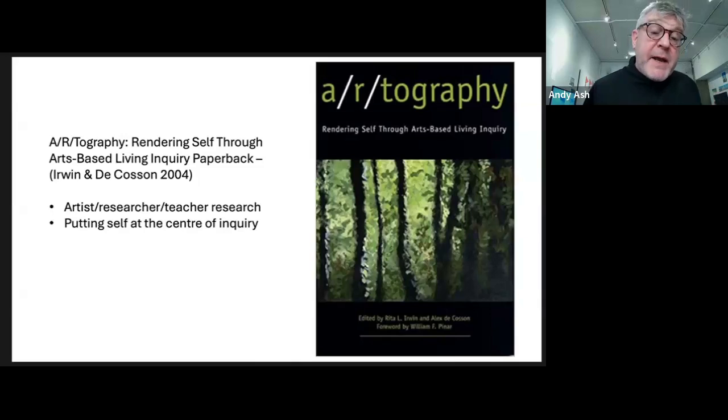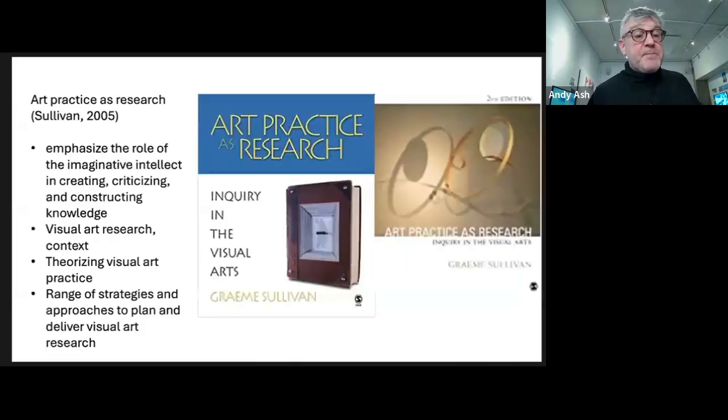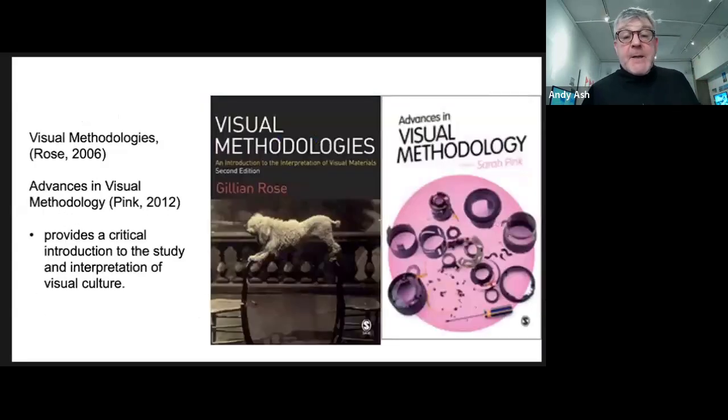It's an edited text, by Rita Irwin from Canada. I can't remember the name of the university, but what's really interesting about it is you get lots of little case studies of how you can explore and use the visual arts to help with representation, to help with educational research. It's a unique way of thinking about different artists contributing, primarily talking about their own practice and their research. That was the Sullivan that I mentioned. A really good source of strategies and approaches to plan and think about delivering visual art research for those of you that might not have seen it.